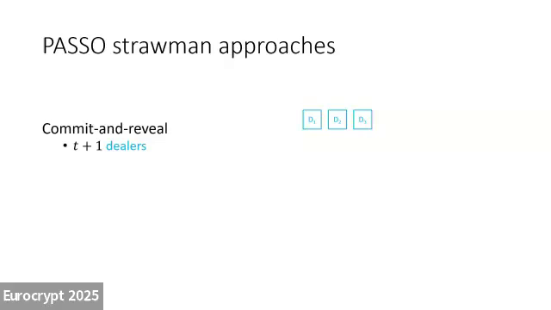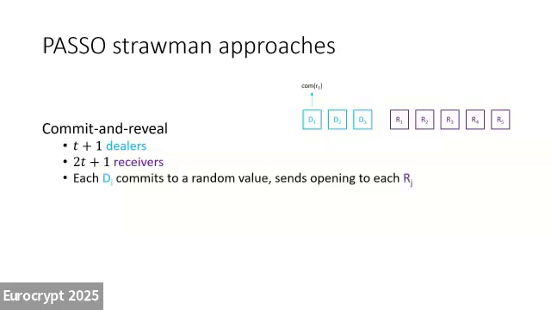The second somewhat naive thing is to use the quite famous commit and reveal paradigm. How does it work in the PASO setting? Well, we will have T+1 dealers and 2T+1 receivers. Each dealer will sample a random coin and commit to this random coin by publishing it on the broadcast channel. And each dealer will also send an opening to each receiver. So all the dealers do exactly the same.